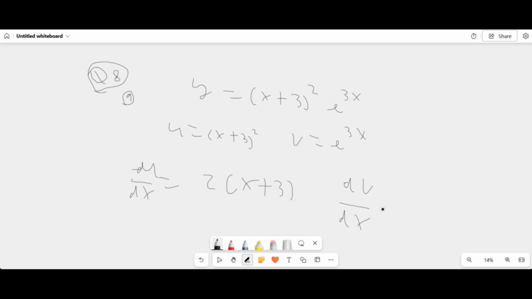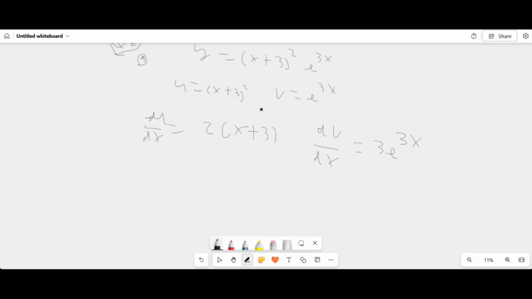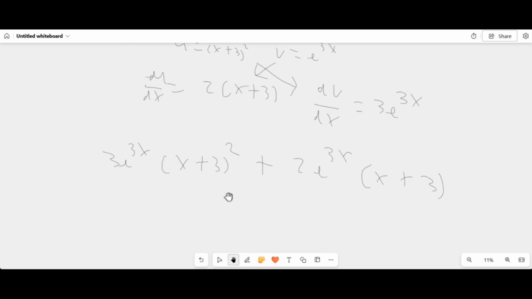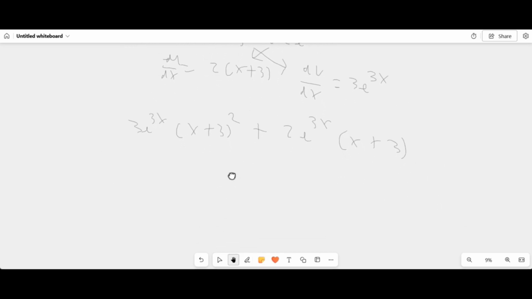dv over dx is going to be, bring the 3 down, so that's 3e, and then 3x is going to remain the same on the top there. Now what you want to do is times that by that and that by that. So you're going to get 3e to the power 3x, open bracket, x plus 3 squared, plus that times that, so that's 2e to the power 3x, open bracket, x plus 3.